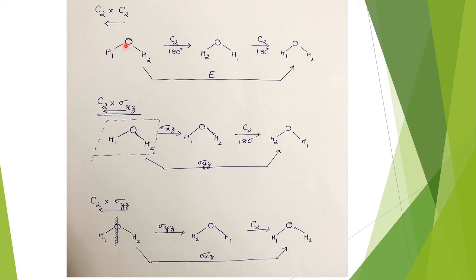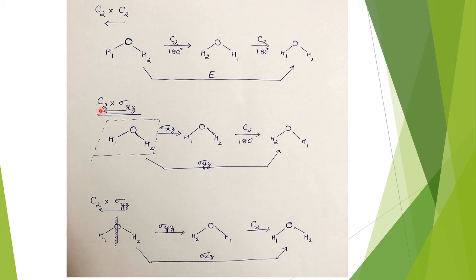So here you have OH1H2, and here you have OH1H2. So it is similar to an identity operation being performed. Here we have actually performed two symmetry operations, but it is equivalent to performing the identity operation on the molecule. So C2 into C2 can be written as E.